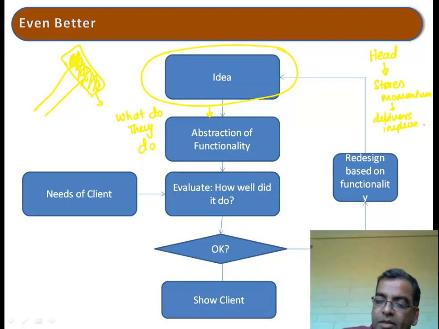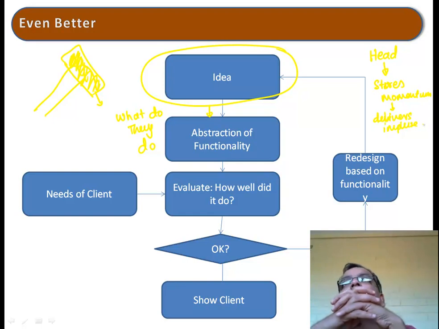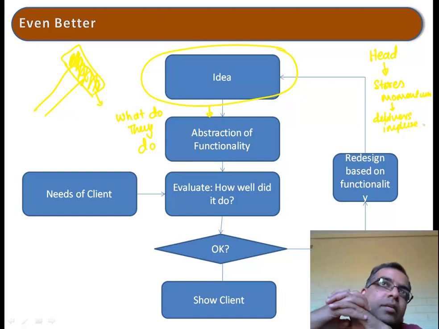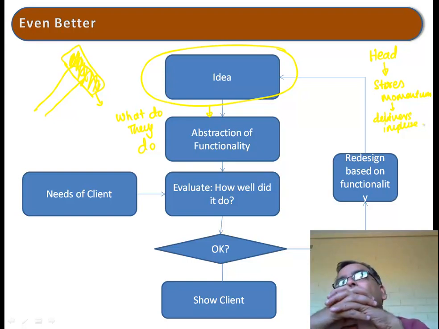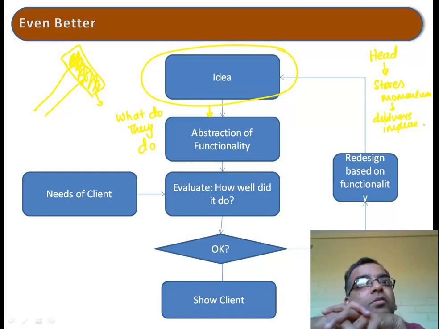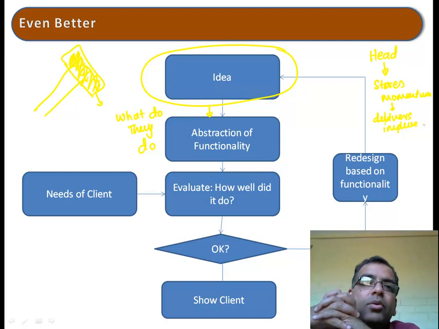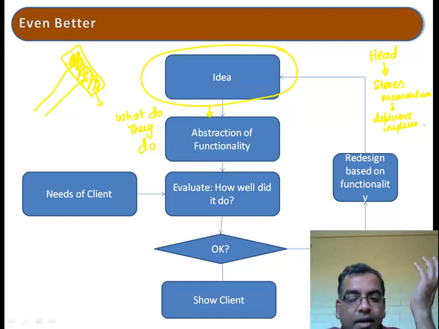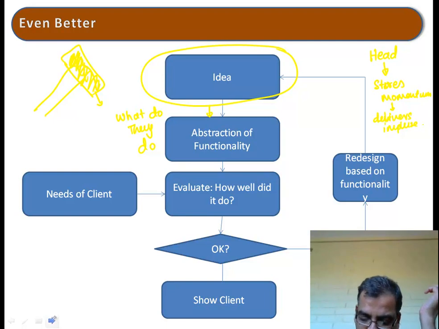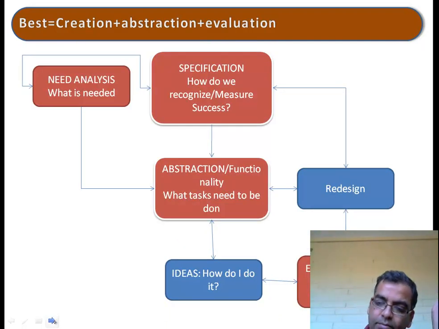Okay. So abstraction of functionality will suddenly allow you to think about it in a slightly different way and ask, oh, okay, that's what it's supposed to be doing. Then I can say, if that's what it's supposed to be doing, how well is it doing? So I know what it is supposed to do. I can ask how well it is doing, and by that itself, I may be able to do a redesign. So I want you to understand that that's a major point with regard to redesigning something.